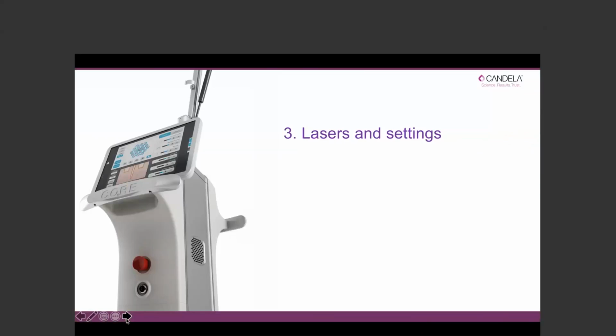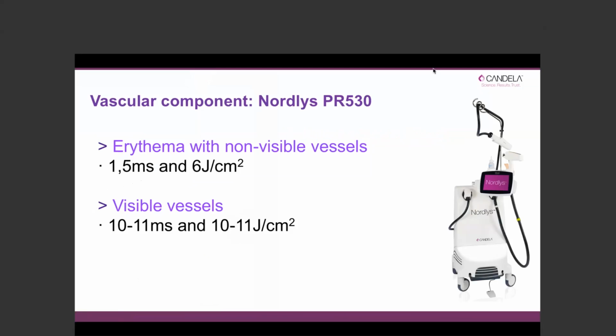Right, let's move forward. So talking about the lasers and what settings to use with them, we're going to talk about 2 different devices. The first one is the Nordlys. If we want to aim the vascular component of hypertrophic scars and keloids, we should use the PDR 5030 handpiece.